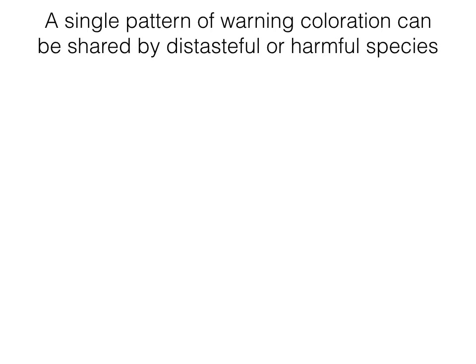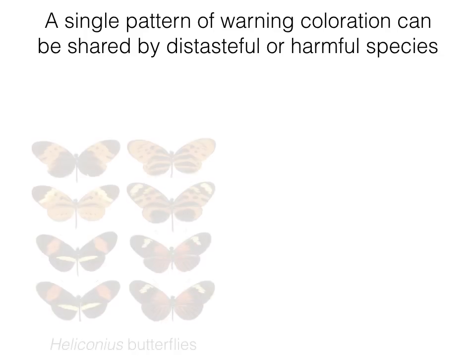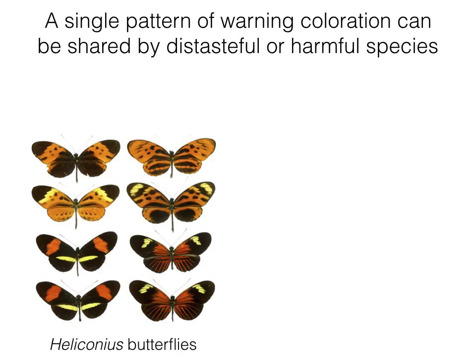There's another type of mimicry as well that evolution has cooked up, so to speak. When different species, all of which are distasteful or harmful, share a single pattern of warning coloration, this can also be an effective means of warding off predators. By sharing the same pattern of warning coloration, the visual cue of being distasteful or harmful will be reinforced by many different species sharing the same kind of coloration pattern.